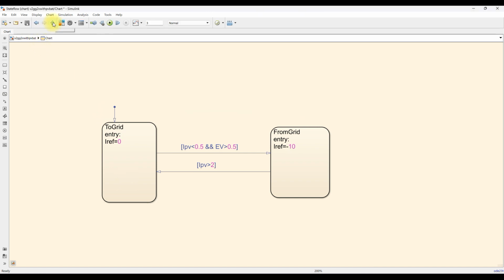The only thing we have to check is that when PV is less than 0.5 amps and EV is turned on, EV is connected to the system, then we are going to take the power from the grid. Otherwise we are not taking any power from the grid. The PV is directly used to charge the battery, in order to avoid the cost of grid purchase.